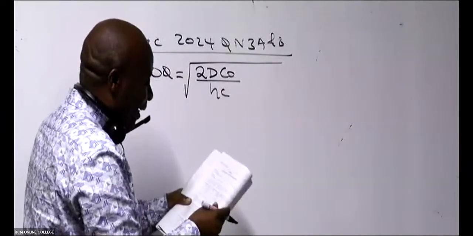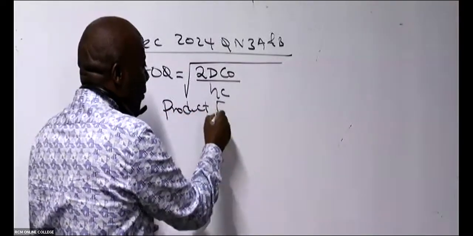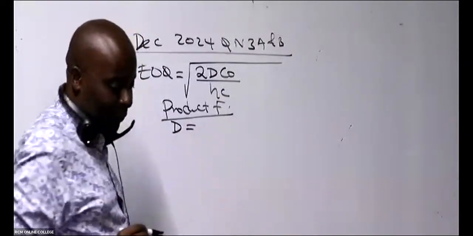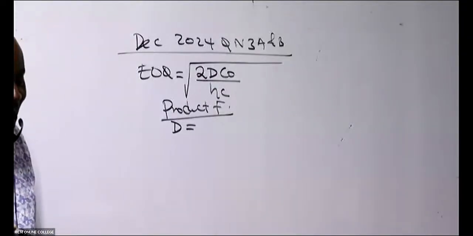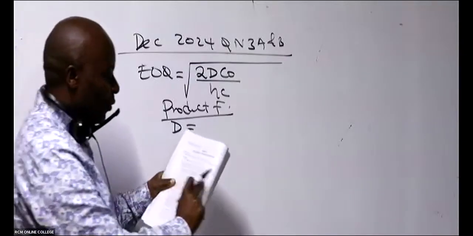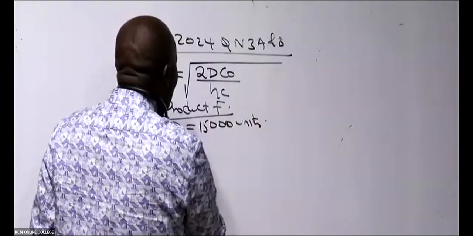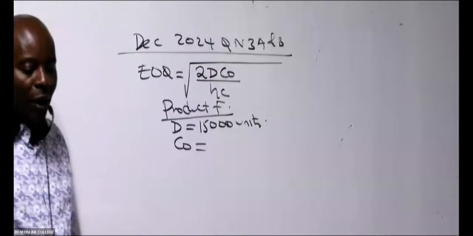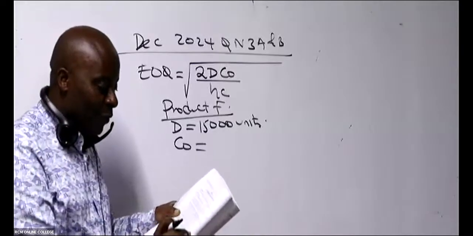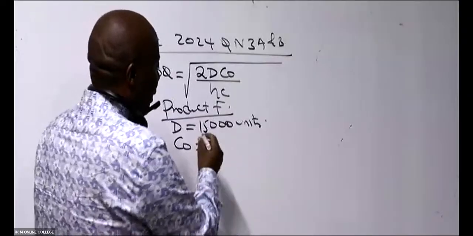Yeah, so ladies and gentlemen, we are talking about product F. Is there somebody who is able to see the annual demand for product F? 15,000 units. Are you able to see the cost per order? CO, cost per order, 80, isn't it? For F, remember it's F. So the cost of administration per order is 80.